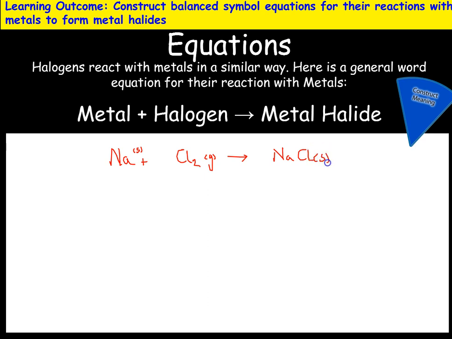That would be a solid, and I need to balance this. Because I've got 2 chlorines here, I need to put a 2 there. That means I've got 2 sodiums, so I need to put 2 there. So sodium plus chlorine gives me sodium chloride.